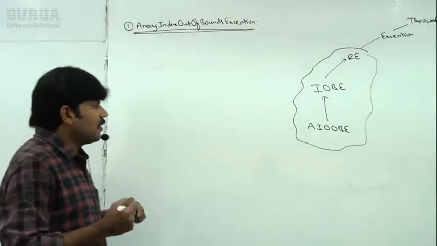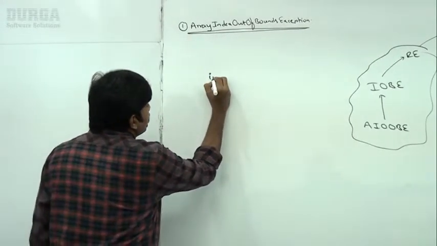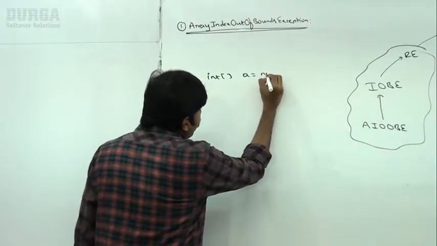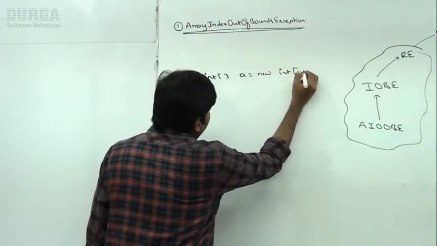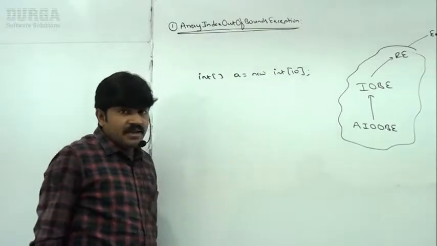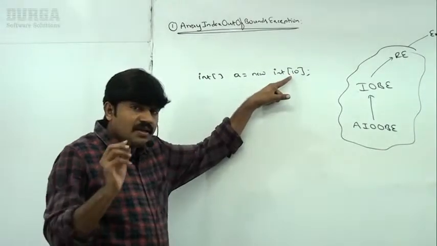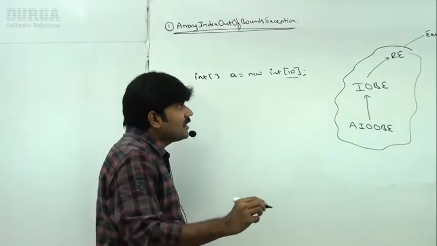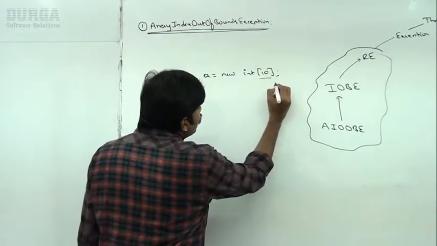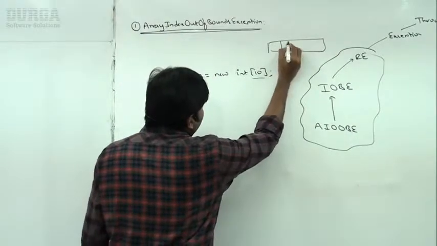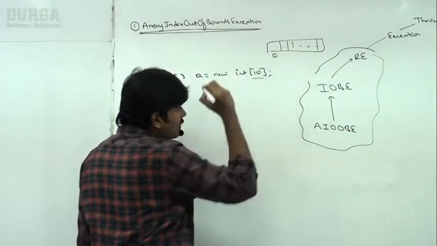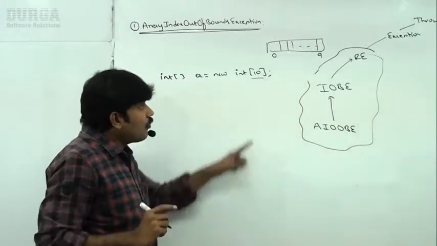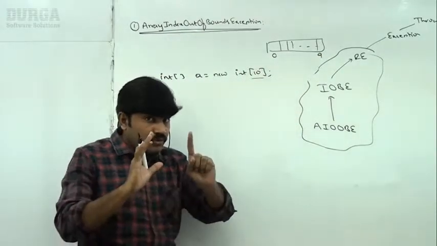Let me go for a simple example. I'm taking int[] a = new int[10]. What is the size of this array? 10. Now what indexes are possible? 0 to 9. Here a total of 10 elements are there. The first element's index is 0, the 10th element's index is 9. That's why the possible index is 0 to 9.